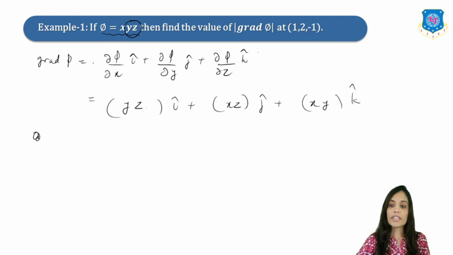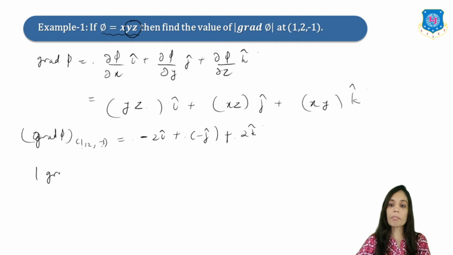So the gradient of phi at the point (1, 2, -1): our value of x is 1, y is 2, z is -1. Let us put in these values. Here it will come -2 i cap plus, and here x is 1, z is -1, so -j cap plus, x and y values are 1 and 2, so plus 2 k cap. So this is our answer for the gradient.